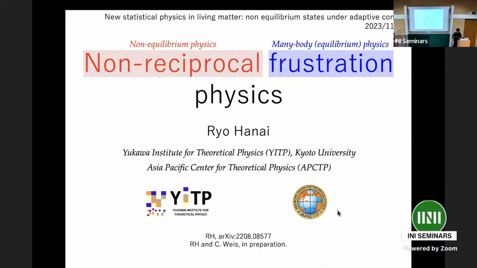And I would like to show that this analogy can show that non-reciprocal interaction can induce something called order by disorder or stained glass phenomena, which is a salient feature of frustrated systems. Okay, so that's the punchline.